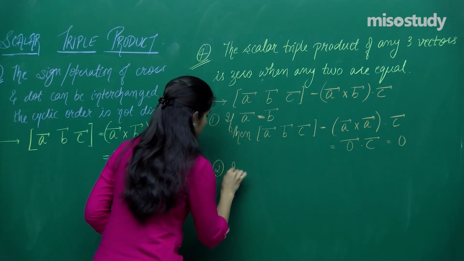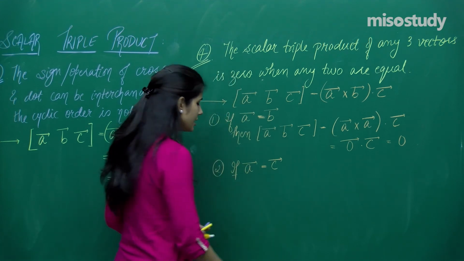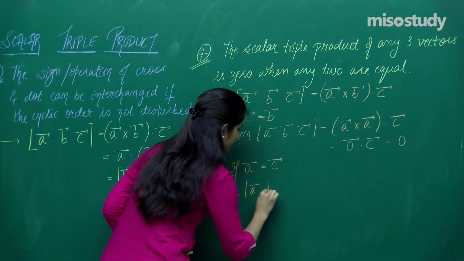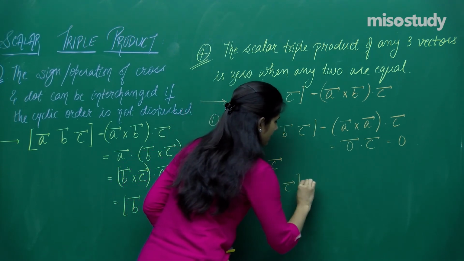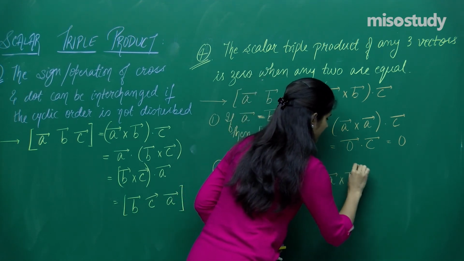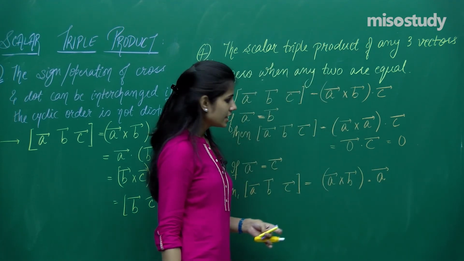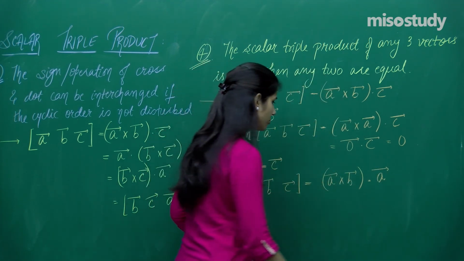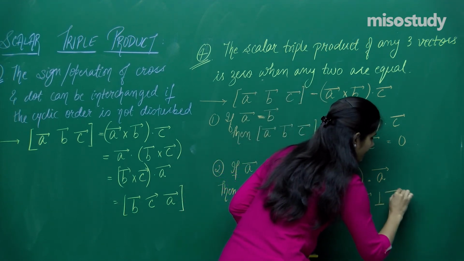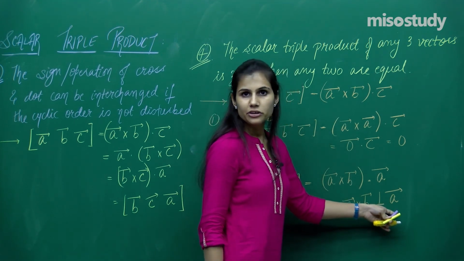Next, if A vector is equal to C vector, then this happens to be A cross B dot A vector. Now, A cross B is perpendicular to A vector, I told you in the last lecture itself. And therefore, if two vectors are perpendicular, their dot product is 0.